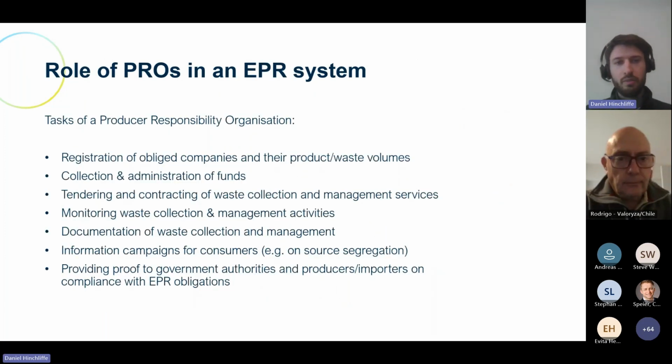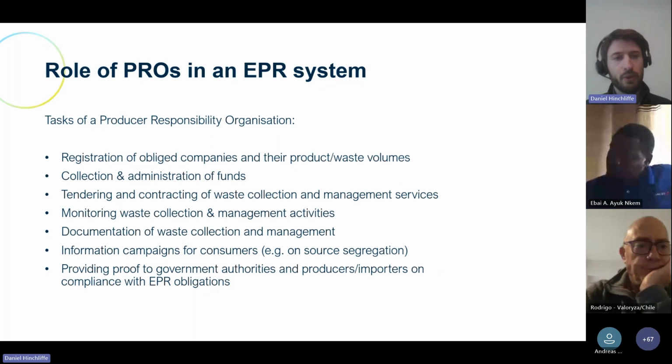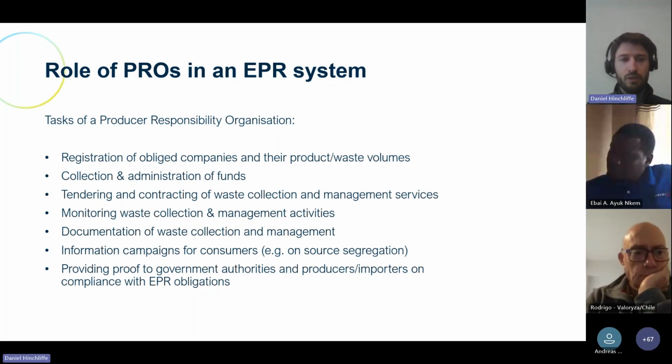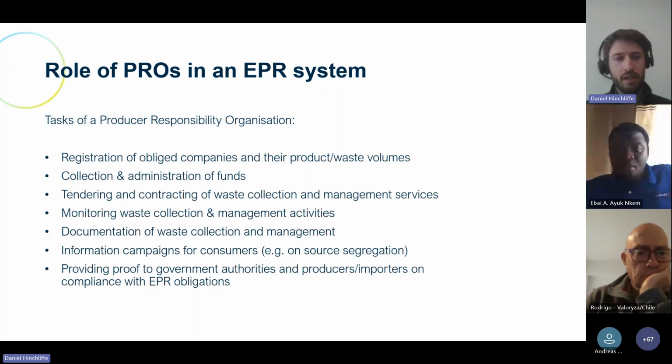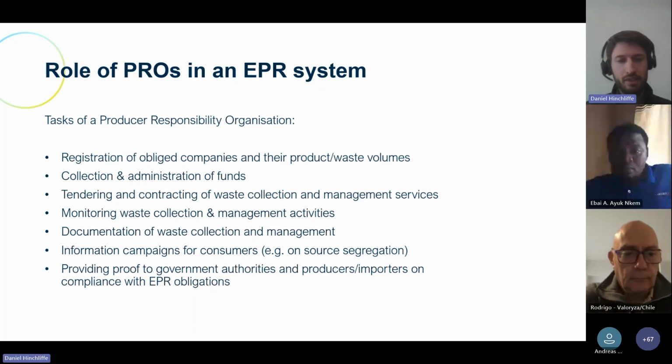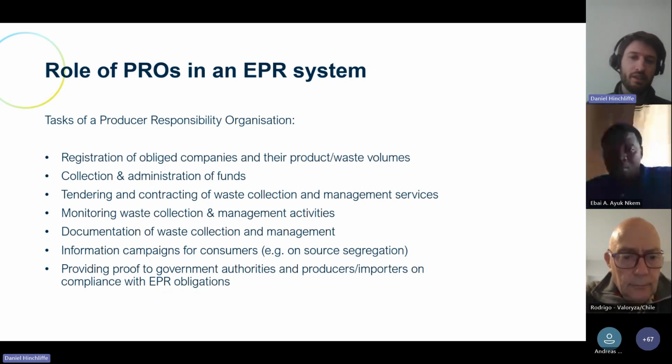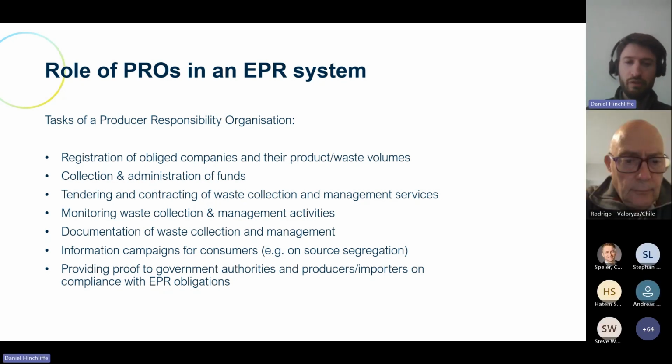And the role that the PRO has in an EPR system is very important. They are normally responsible for registering obliged companies and their product and waste volumes brought onto the market. They collect and administer funds. They tender and contract waste collection and management services, and they monitor that these are being carried out effectively. They document waste collection and management, and they provide proof of this documentation from the producers and importers on the compliance with their EPR obligations. And they may also have a major role to play in information campaigns for consumers on how they should separate their waste at source.